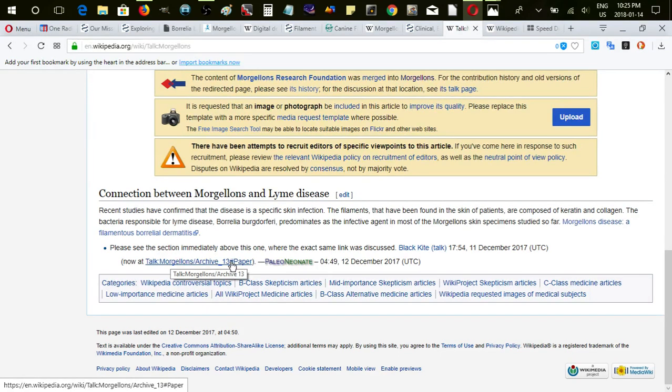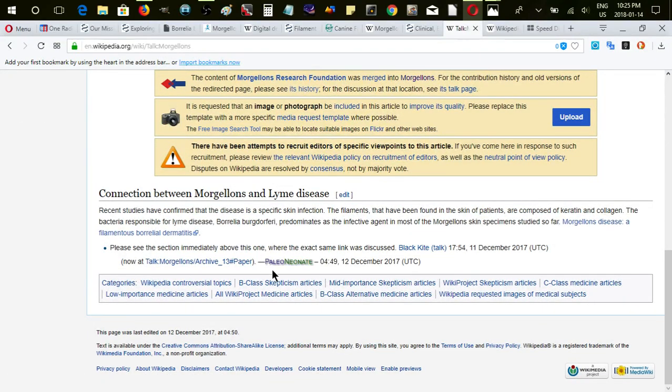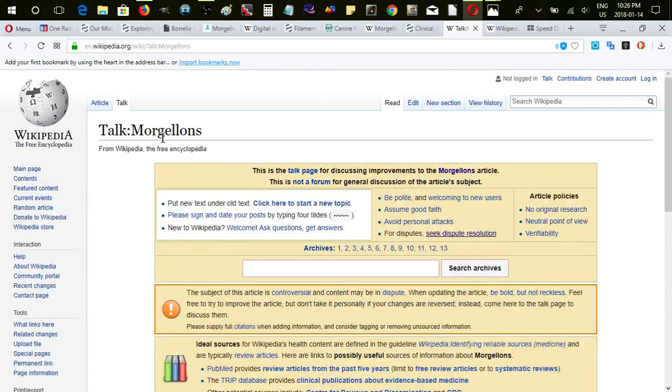And this is talk page number 13. If I click on this, see, someone is telling them, recent studies have confirmed that the disease is a specific skin infection. The filaments are composed of keratin and collagen. But these guys, please see the section immediately before this one. These guys are acting as trolls, and they will not allow the new research to be shown on this Morgellons page. So that's page 14, I guess.